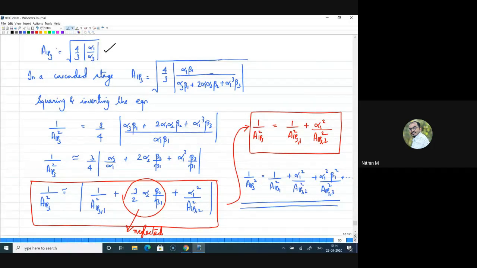While writing this expression, we wrote the terms as 1 by AIP3 1 square plus 3 by 2 alpha 2 b2 by beta 2 by beta 1 plus alpha 1 square by AIP3 2 square. I said we'll be neglecting the second term, for a reason we'll see shortly in the spectrum. So in today's class, we will see the spectra, the intermodulation spectra, or rather the spectra of the fundamental component and intermodulation component when you have two stages in cascade. So we will start with that.